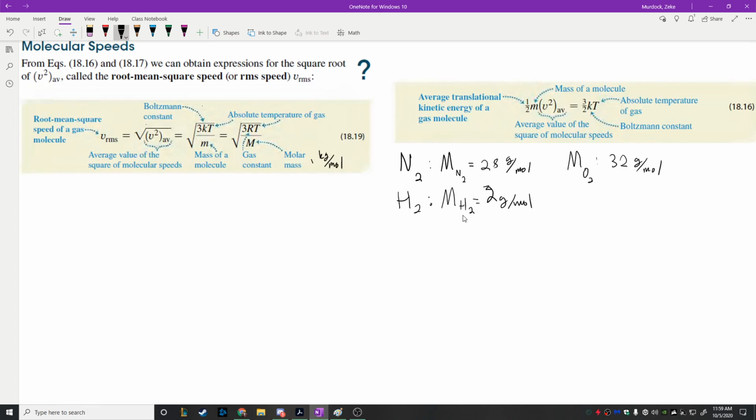Hydrogen. And it would be significantly faster, right? I mean, we're taking a square root, right? Let's look at this as being like 16. Then in the denominator here, you're going to be dividing by 4 times root 2, whereas here, you're just dividing by basically square root 2. So the molecules of hydrogen are going to be moving quite a bit faster.